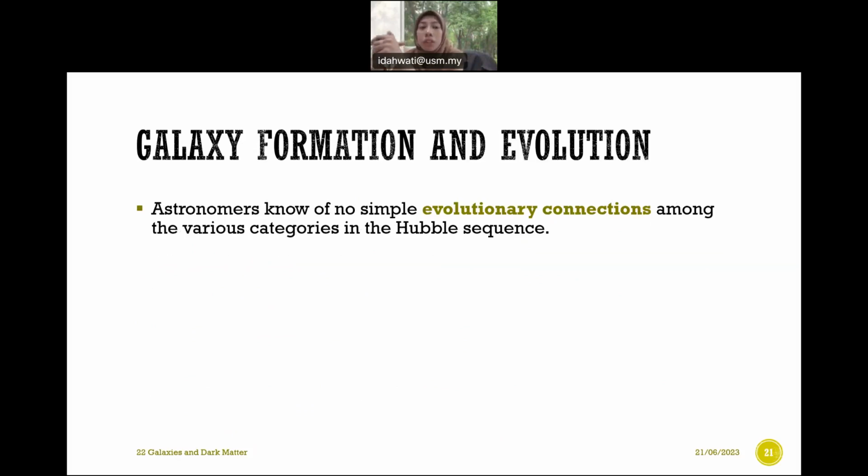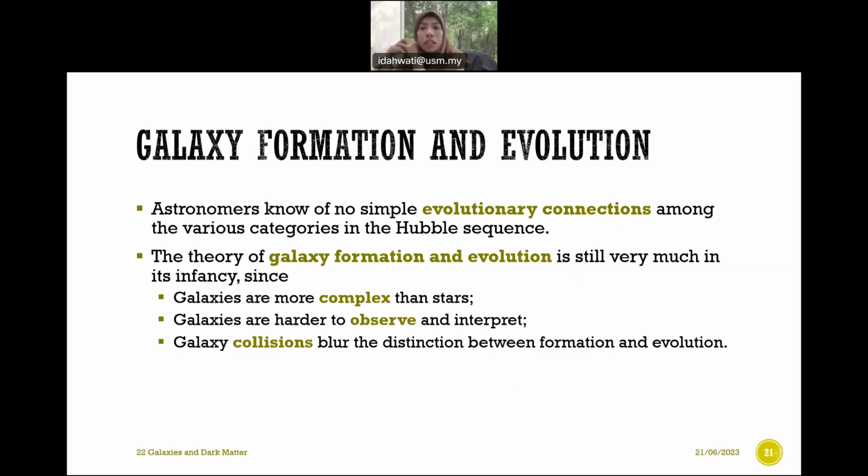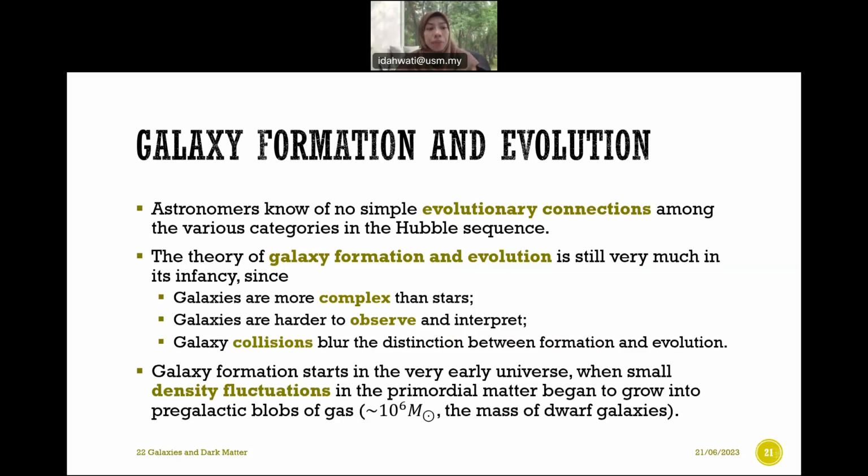So, astronomers note there is no simple evolutionary connection among the various categories in the Hubble sequence. So the theory of galaxy formation and evolution is still very much in its infancy, since galaxies are more complex than stars. Galaxies are harder to observe and interpret, and galaxy collisions blur the distinction between formation and evolution.